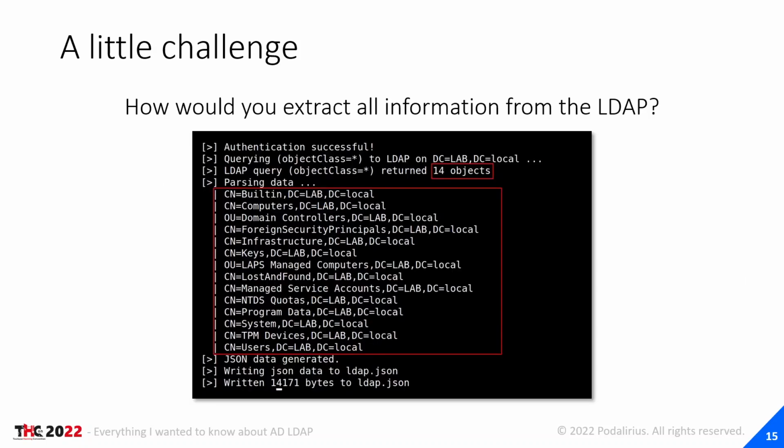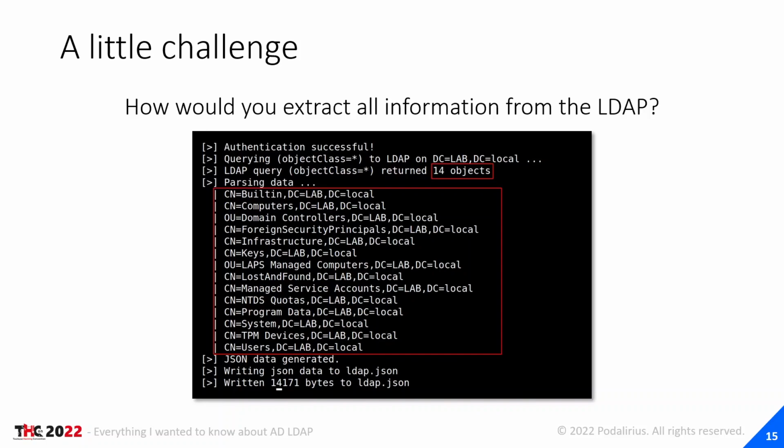So if we try to select everything with object class equals to wildcard, we are going to select every sub object in the tree, and we are going to dump it to JSON, for example. And as we can see, it returns 14 objects, in many different groups, in many different categories, but we have 14 objects. And when I was doing this, I noticed that some values that I wanted were not in these 14 objects.